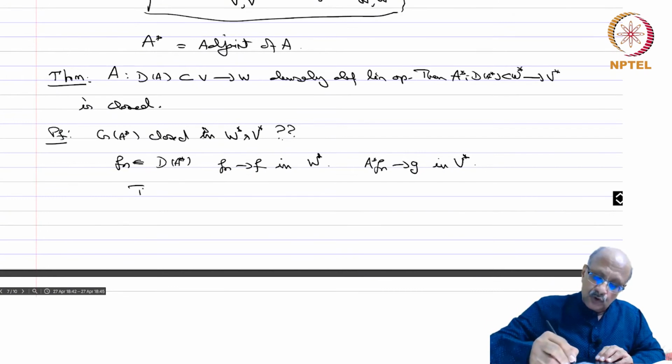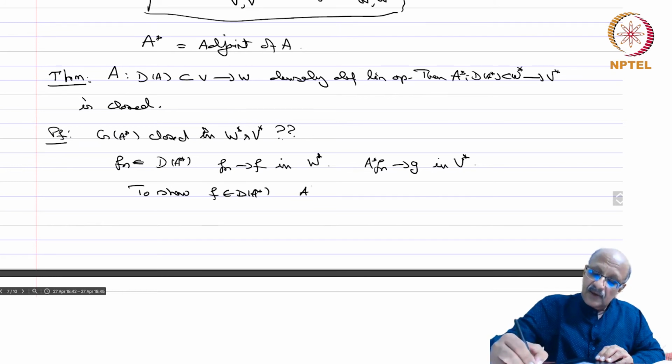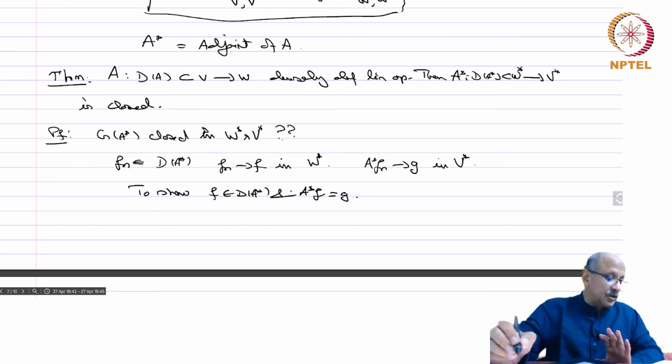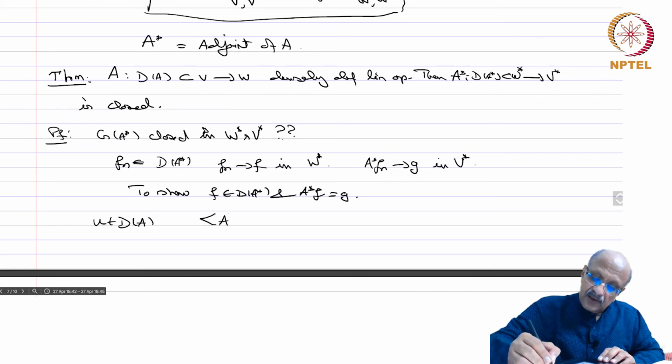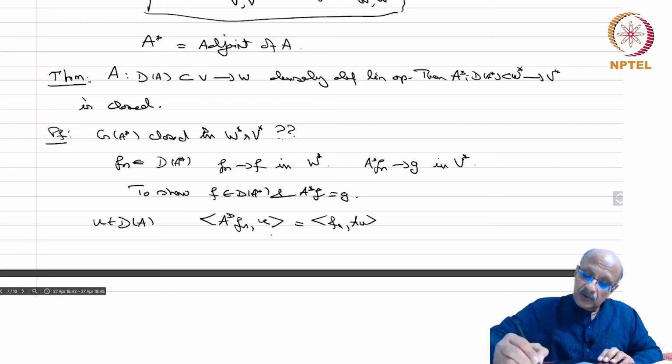So, what do we have to show? We have to show that f belongs to D(A*) and A* f equals g. So, we have to show these two things. If u is in D(A), then what do you have? A* fn(u) is fn(Au). So, this is in V* V, this is in W* W.